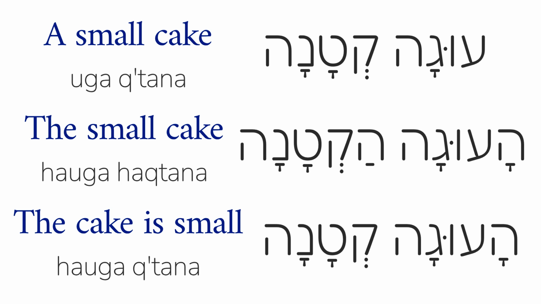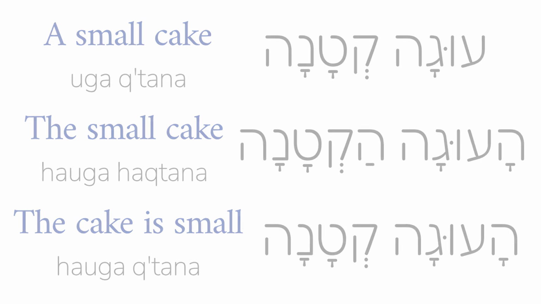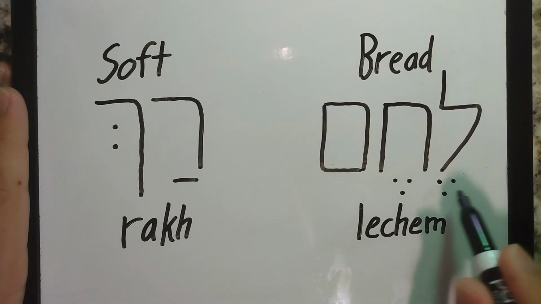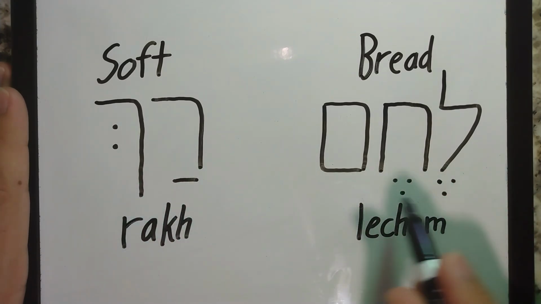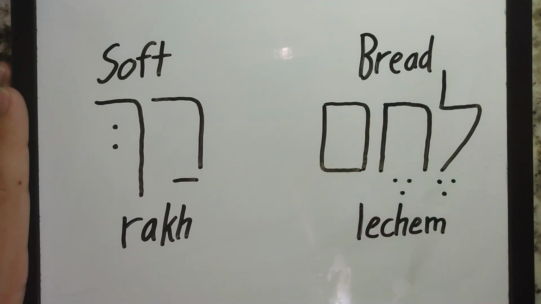Let's practice these structures with a few other nouns and adjectives. Let's start with the noun lechem, bread, and the adjective rak, soft. Lechem is a masculine singular noun, so to make the adjective rak agree with it in gender and number, we don't have to change it at all, since rak is the default masculine singular form of this adjective, which already agrees with lechem, a masculine singular noun.